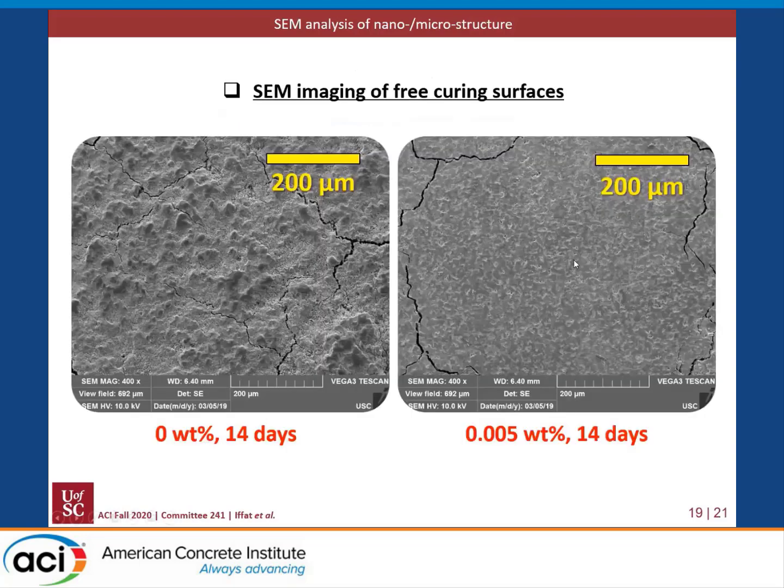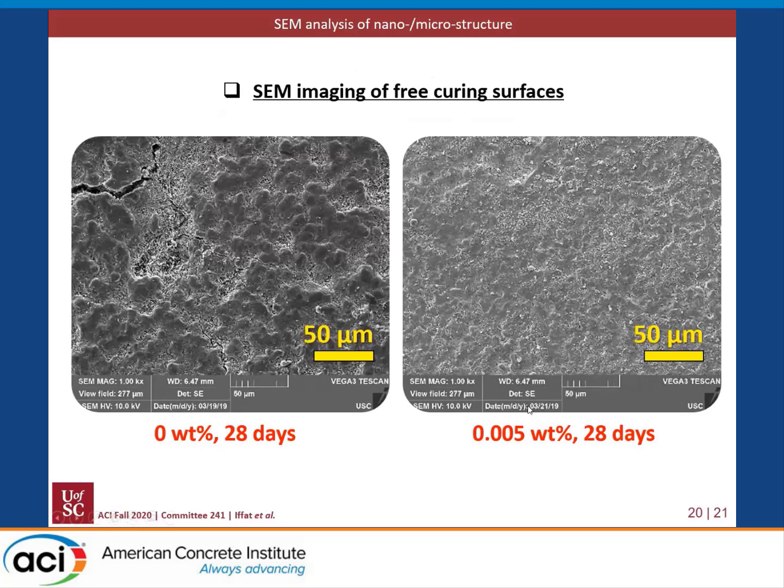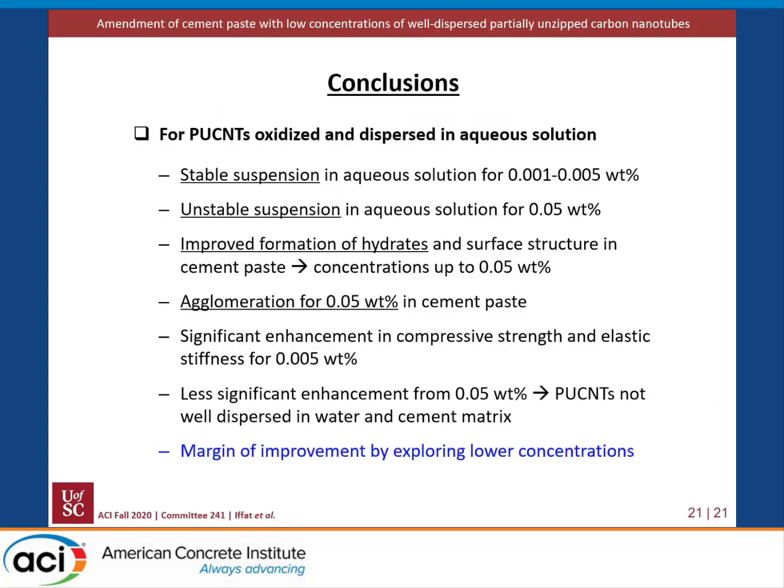This is the larger magnification image. So this is for the control sample after 14 days of curing, and this is for the 0.005% PUCNT added sample after 14 days of curing. A smoother surface is obtained here. So this is another example after 28 days of curing, where we can see a smoother surface with PUCNT addition. As I don't have enough time, I am trying to make it short.